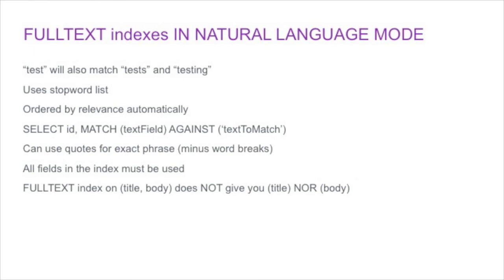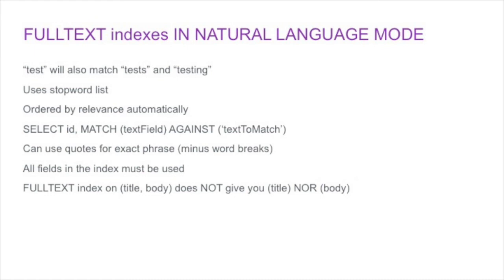So the reason I want to talk about full text indexes is that they're really cool. So you use full text indexes in natural language mode, where test will also match things like tests and testing, and the relevance may be a little less, but it's there. It does use the stop word list for that. It's ordered by relevance automatically. So again, you do this query and like magically, you don't even need to say ORDER BY relevance. It's going to give you the most relevant stuff first.